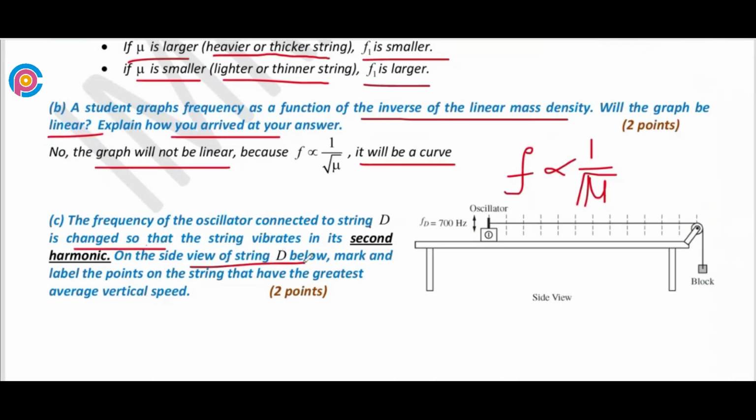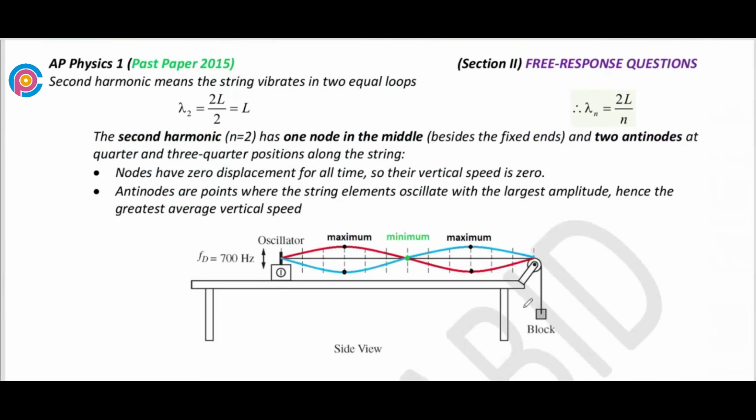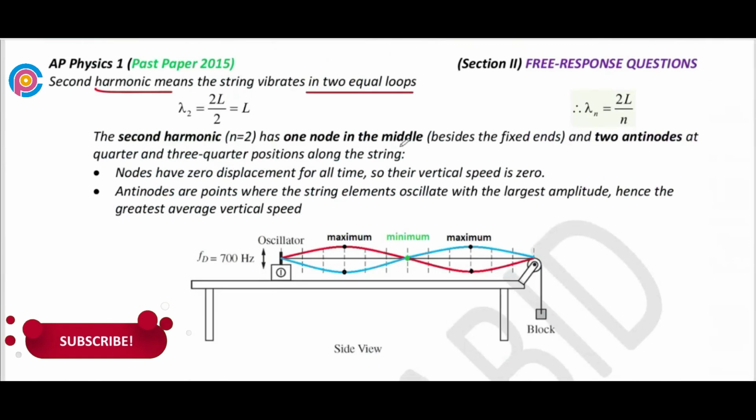harmonic, viewed from the side, as shown below. Draw and label a mark on the point of the string where the vertical speed is greatest. So we have the figure, and we have to mention where the string has the maximum speed or minimum speed from the side view. Second harmonic means the string will have two loops. Lambda n is equal to 2L over n, so lambda 2 is equal to L.